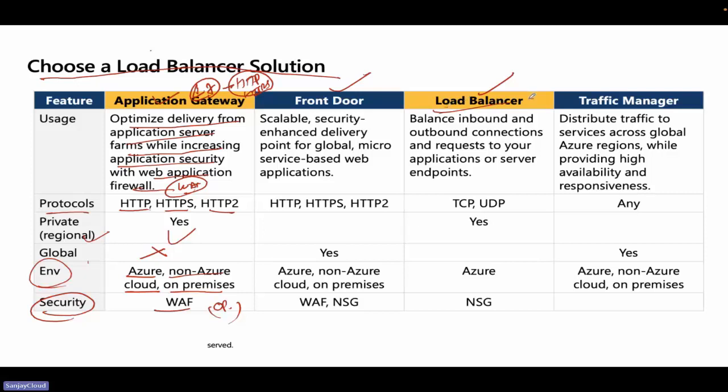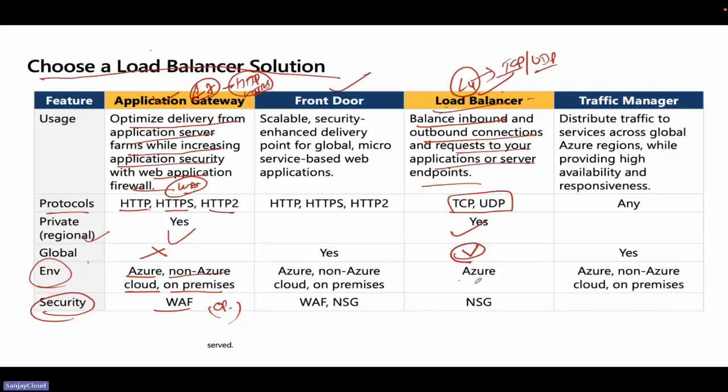So load balancer is a layer 4 load balancer. If it works on layer 4, it means it will handle your requests on TCP and UDP. That means port, protocol, and IP address. Based on that, it will distribute your requests. It balances inbound and outbound connections and requests to your application on server endpoints. Protocols supported are TCP and UDP. Private, yes, we can use it within the region, and nowadays global is also available.